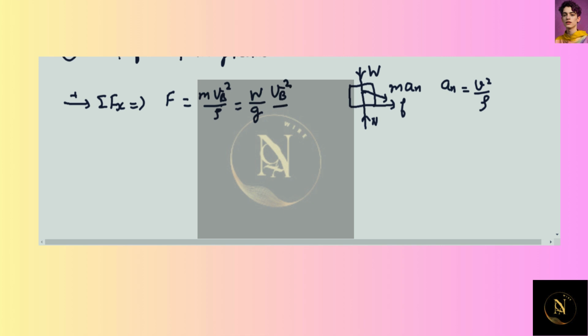Normal acceleration is v square by r, or you may write rho. Taking this direction to be x-axis, so summation of force along this direction, you may write F to be equal to m v square by rho. In terms of weight, it can be written as weight of the material upon g, v square by rho cos theta.